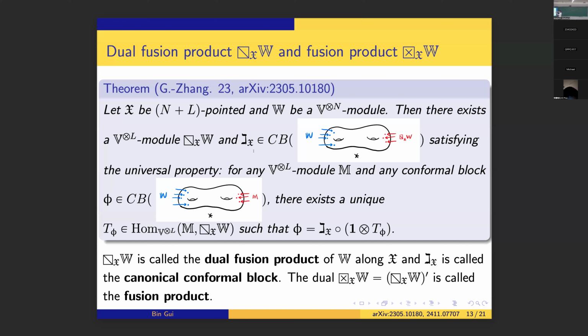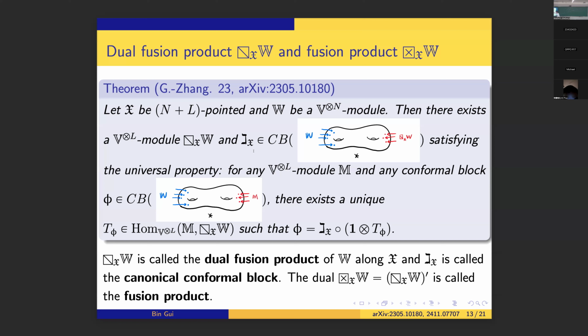So you just think about putting the input on W, and there is the output. I mean, on the right-hand side, you could put some module. There are many possible choices of modules, and whenever you fix a module N, which is a V-tensor-n module, you have a lot of choices of conformal blocks, and there is a universal way to formulate these things. Well, this is really the definition of the zero tensor product.